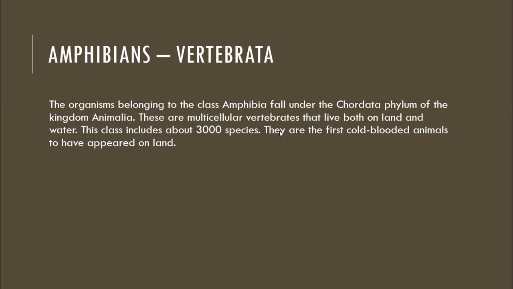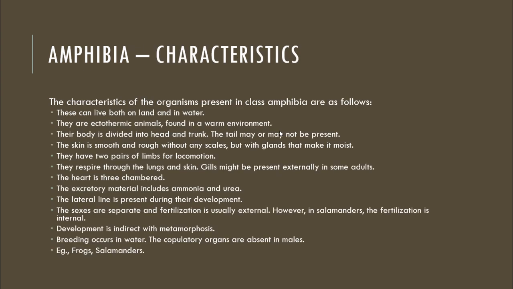That's where the amphi comes in. Land and water beings. Two beings, amphibians. That's the idea. This class includes about 3,000 species. So they are the first cold-blooded animals to have appeared on land. They are the first. So their characteristics now.